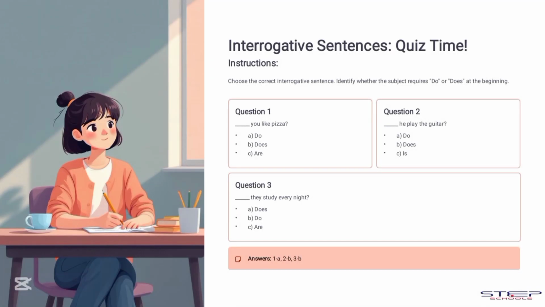Now we're going to hit the third one. Dash they study every night? The correct sentence will be do they study every night? So if you have chosen option number B, then you're right. Alright students, now we're going to move forward.